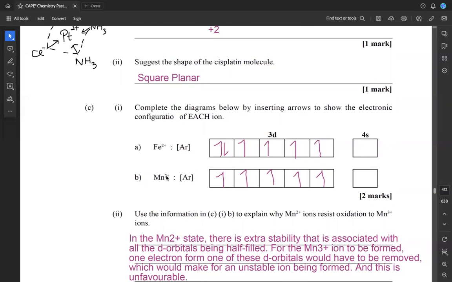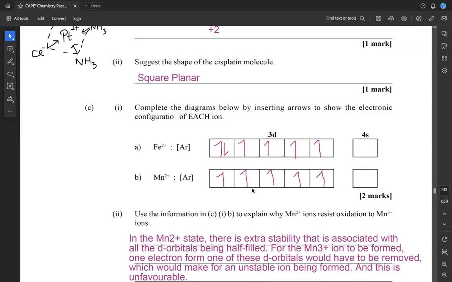And then next, we're asked to write it for the Mn2+, where manganese has lost 2 electrons. And in the case of manganese as well, manganese had lost the 2 electrons from the 4s orbital as well. So this is what we end up with in that case.